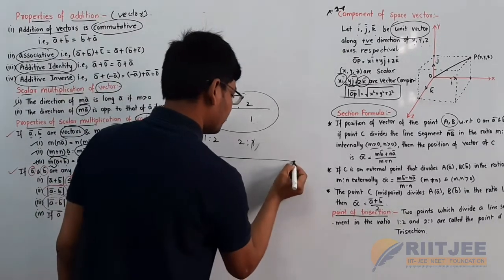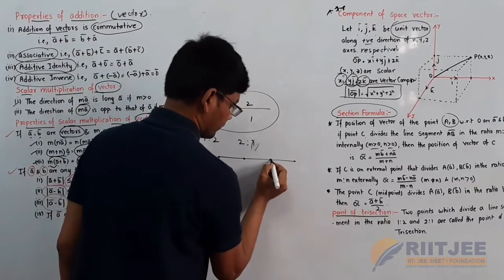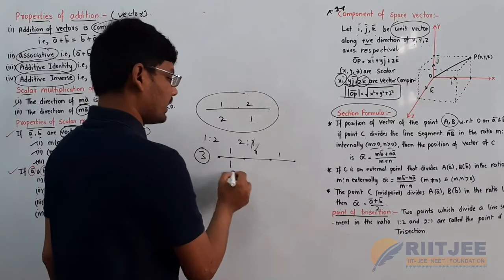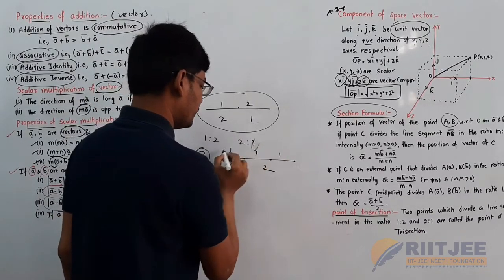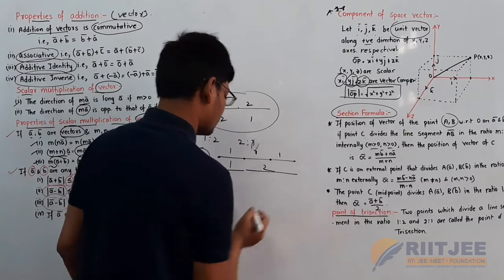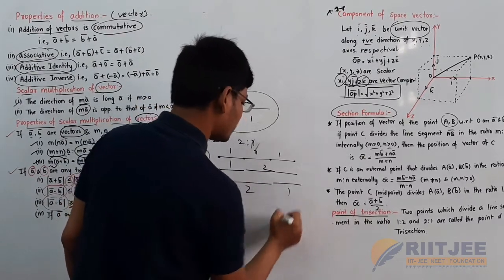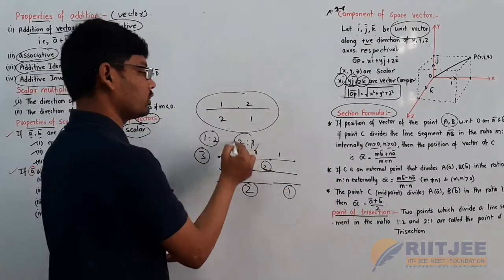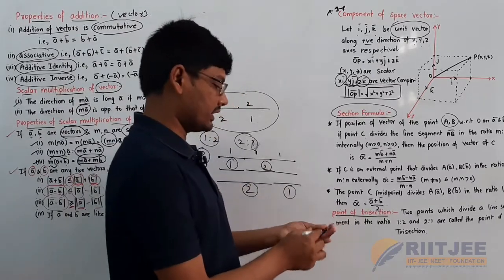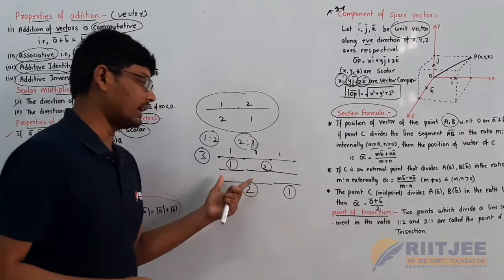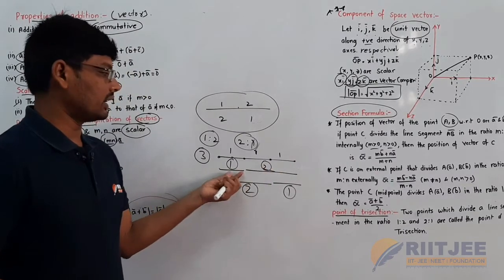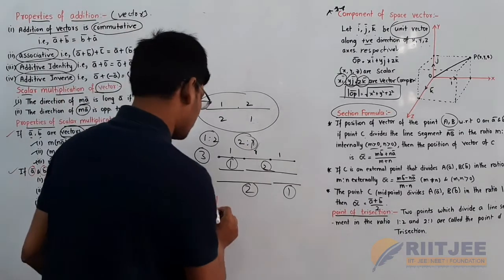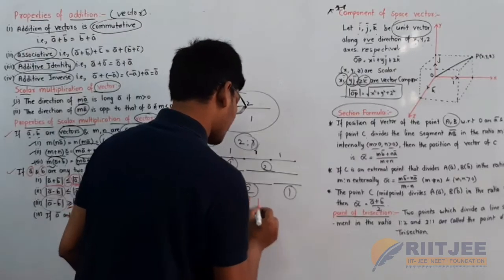For example, if you take this line, 1, 1, 1, there are 3 parts. So here it is the 1:2 ratio and the 2:1 ratio. This process of dividing a line in the 1:2 ratio and the 2:1 ratio is nothing but the point of trisection. A line is divided into 3 parts, and the division in the 1:2 ratio and the 2:1 ratio is the point of trisection.